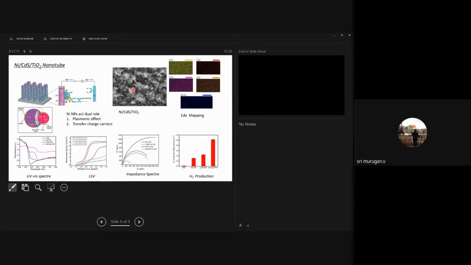You can see here the FESEM image of nickel and CdS deposited TiO2 nanotubes. Here, this is a monochromatic image. We can see the separate CdS and nickel nanoparticles. This is the EDX mapping. Each color represents what kind of element is present here. From that we can clearly see that CdS and the nickel particles are present here.